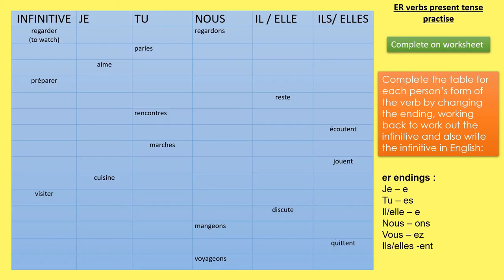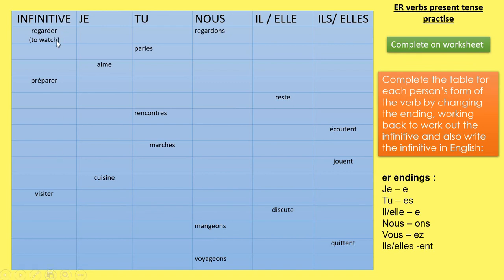Okay, so the first activity is actually on the worksheet that's in the same Moodle area as this video. What you're going to do is fill in this grid with all different parts of ER verbs. We're only looking at ER verbs here first of all, because they are the most common verbs. There are more ER verbs than there are IR and RE. And by an ER verb, I mean a verb that ends in ER in its infinitive form. So you're going to be completing this grid by changing the ends of the verb for each person, and for some of them working back to find the infinitive.